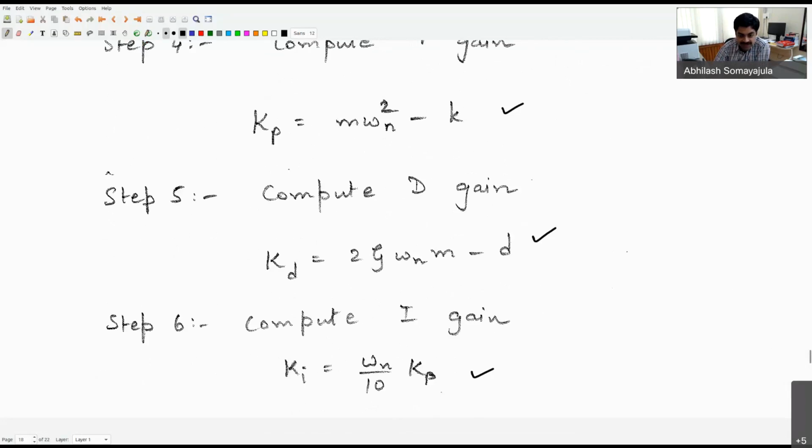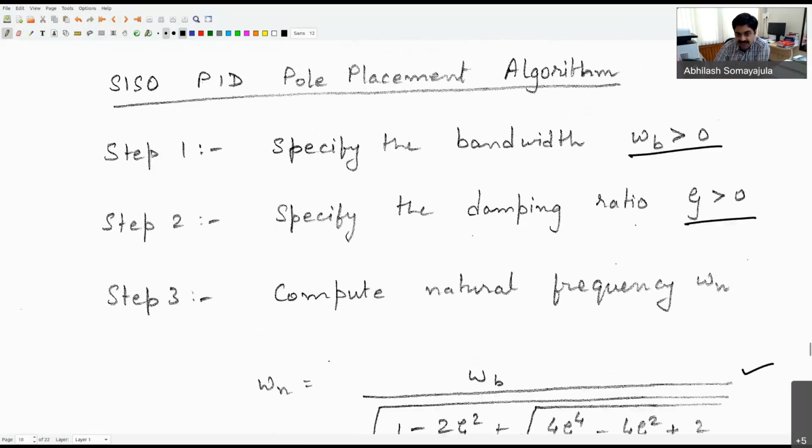So notice here, what are the design parameters here? The two design parameters are the bandwidth and the damping ratio. So if I specify how much is the bandwidth and how much is the damping ratio, we should be able to tune our gains of the controller. It gives you a methodology to tune the gains of the controller so that it follows the dynamics which you are intending it to follow.